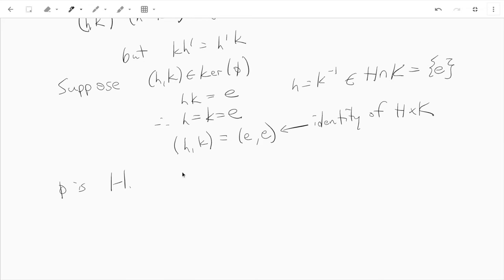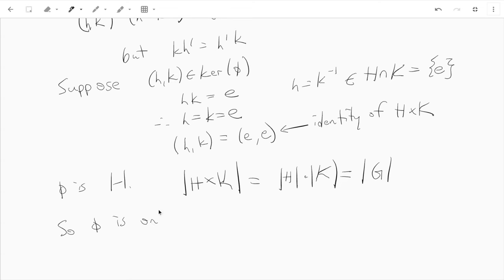And now, H times K, how many elements does that have? It has the number of elements of H times the number of elements of K. That's true for any Cartesian product, even if it's not a group. We've assumed by hypothesis that this is the number of elements of G. So the image of phi also has to have the number of elements of G, since phi is one-to-one, and that implies that phi is onto. So phi is one-to-one and onto, it's an isomorphism. In other words, G is isomorphic to a direct product.